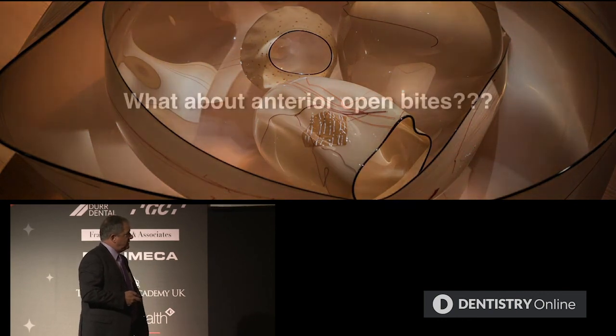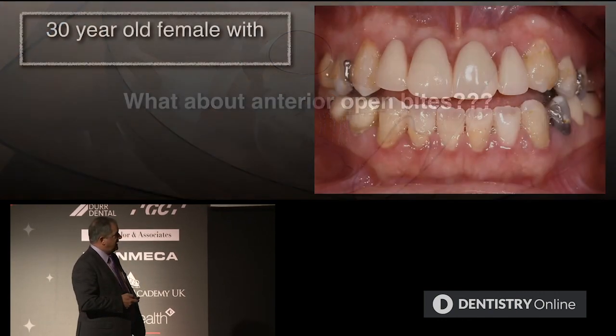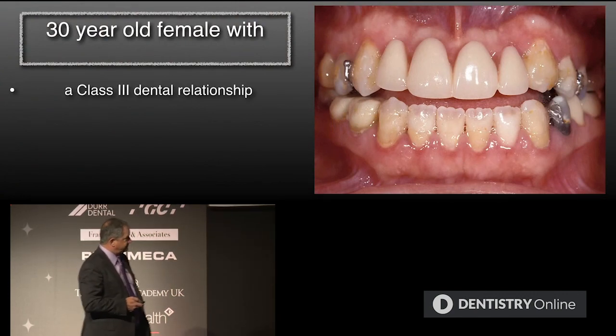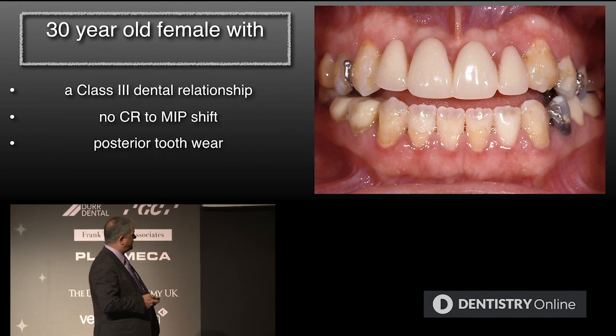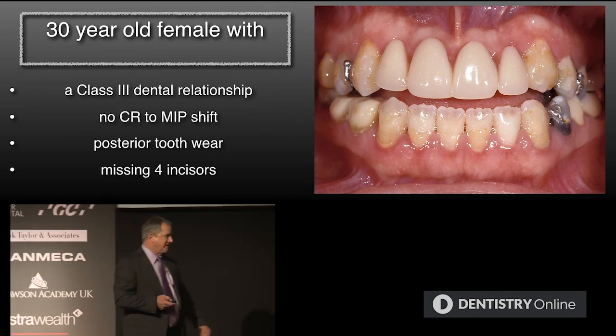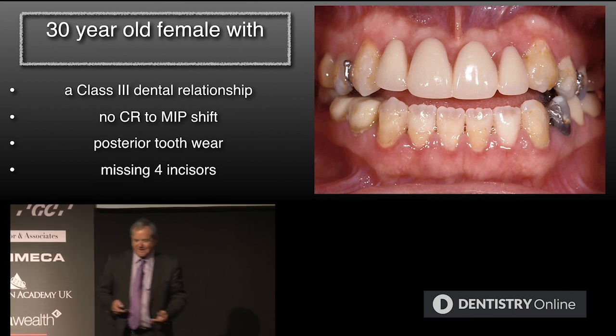All right, last one. Again, one of the difficult ones, anterior open bites. So we've got a 30-year-old, class 3 dental relationship, no CR shift, posterior tooth wear, missing 4 incisors. And you know, we're talking about minimally invasive dentistry and all the things that you were speaking of.